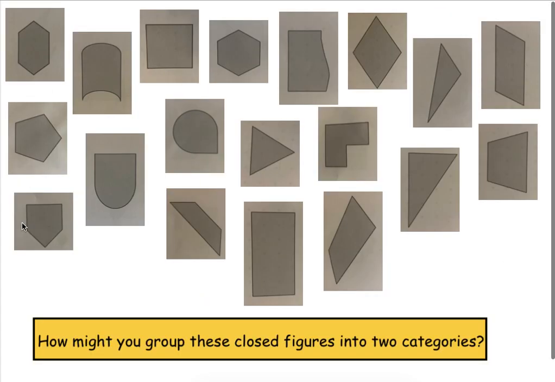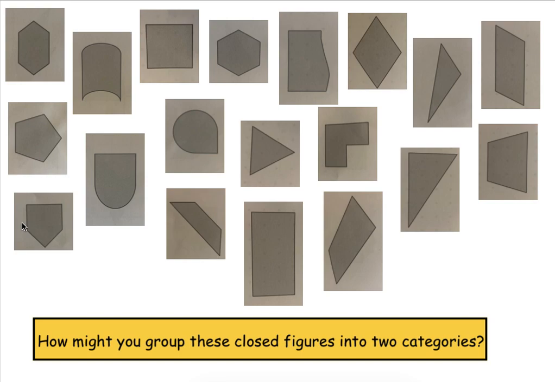So now I'm going to give you another opportunity to categorize these shapes. I want you to categorize these closed figures into two categories, only two. If you can move them on the screen, how might you group them? Look very closely, hit pause, and then when you have an idea of how you might group these shapes or these closed figures into two categories, hit unpause.